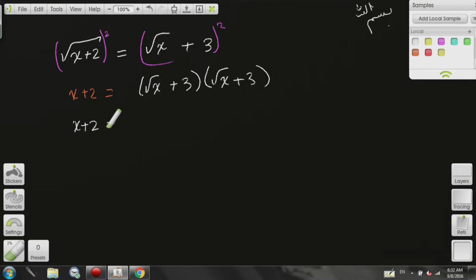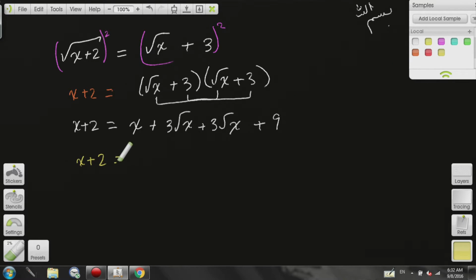We can FOIL. So first, which is this times this, that's going to be square root of x times square root of x, which is just x. Outer, plus 3 square root of x. Inner, plus 3 square root of x. And last, plus 9. Okay? Then we get x plus 2 equals x plus 3 plus 3 is 6 square root of x plus 9. Okay, well this works out kind of nice for us because I can subtract x from both sides right away, see? And that's gone.